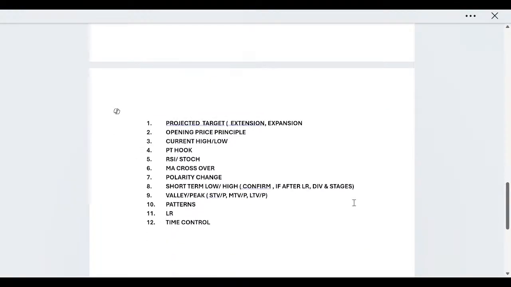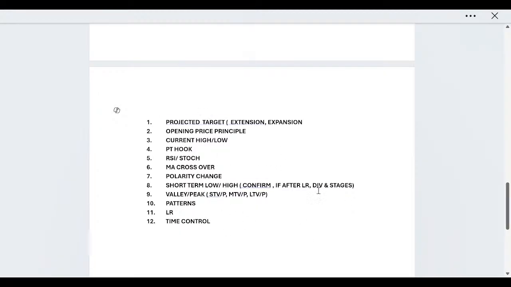Okay, so you take this screenshot. You need to do a check of all this to make sure that you are on the right side or the right direction of the trade. Normally when we give an entry level, there's a projected target which we give based on extension, expansion, projection, or retracement. Okay, so this is what we give, and this is our job. You don't have to do anything on this.